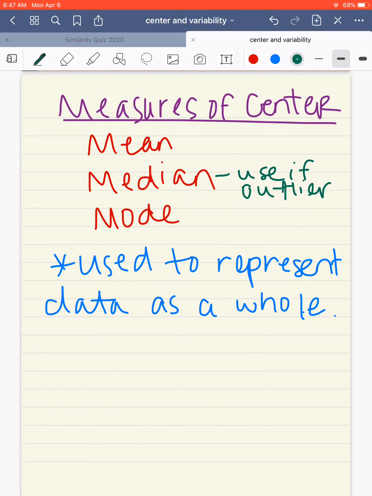Mode is really never going to be the best one to use as your measure of center to represent your data. Okay? A lot of people will also think that range is a measure of center because we've all learned mean, median, mode, range at the same time. But range is not a measure of center, it is a measure of variability. So remember, the three measures of center are mean, median, and mode. They are used to represent the data as a whole. We want to use the mean to represent our data if there are no outliers. If there are outliers, you want to use the median.